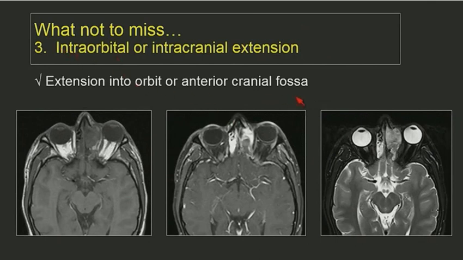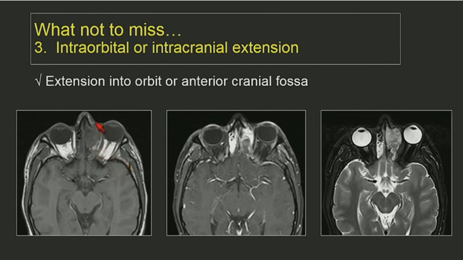Number 3, intraorbital or intracranial extension. That is really a very critical part of how to treat patients with sinonasal malignancy. Extension into the orbit, if there is extension across the rectus muscle and into this intraconal fat, many big centers will do an orbital exenteration.